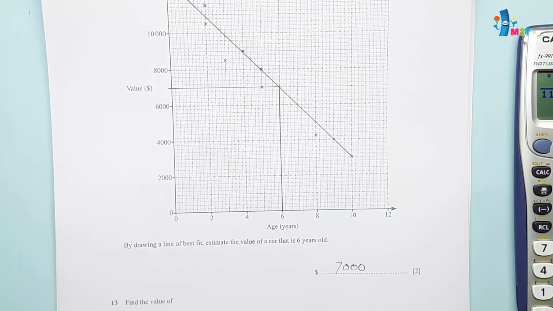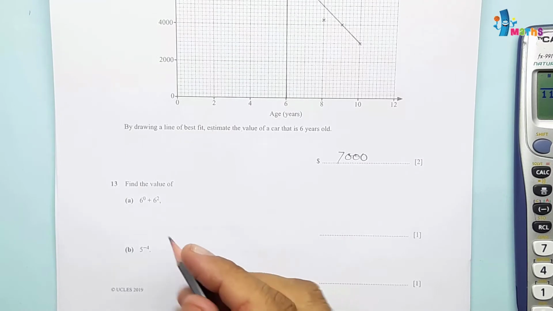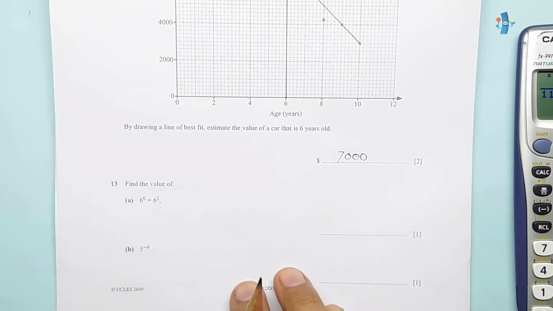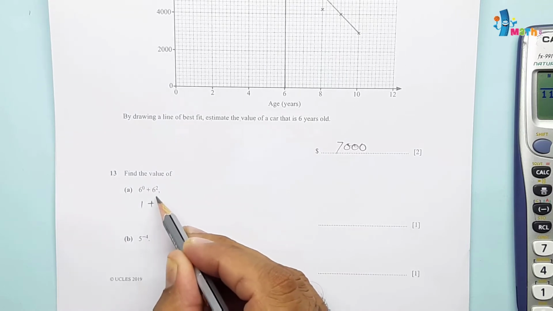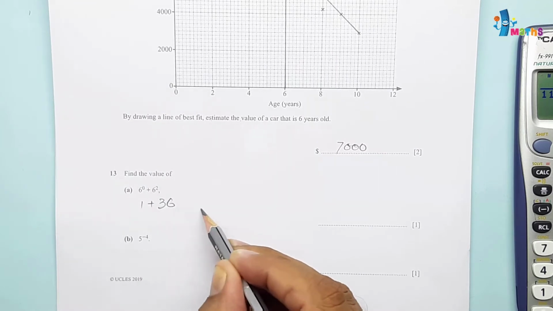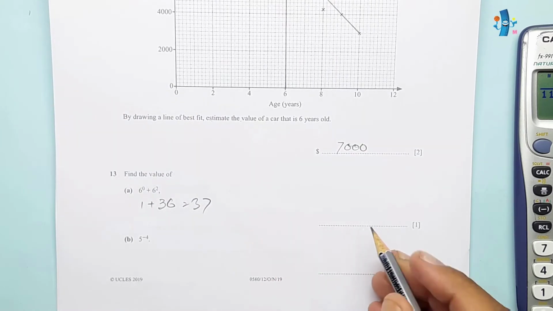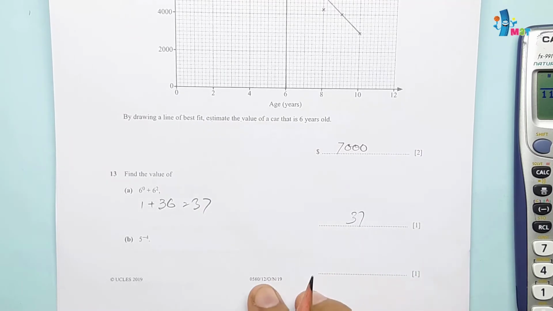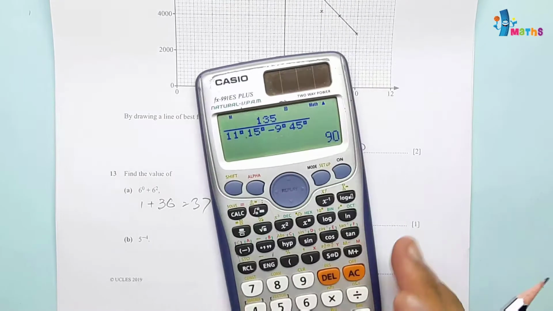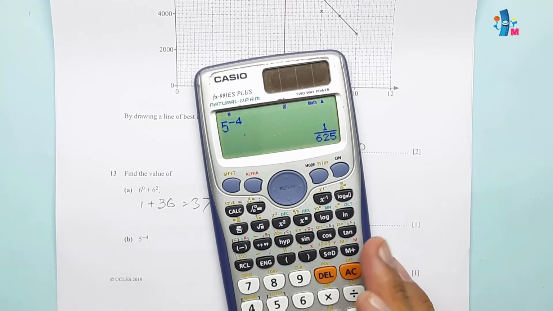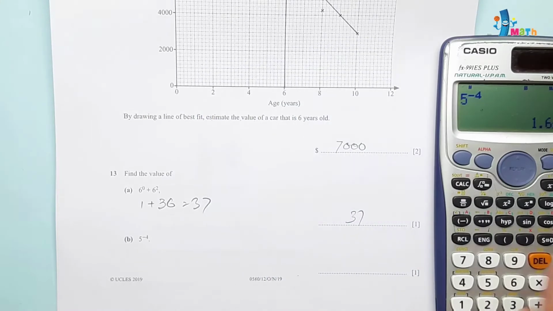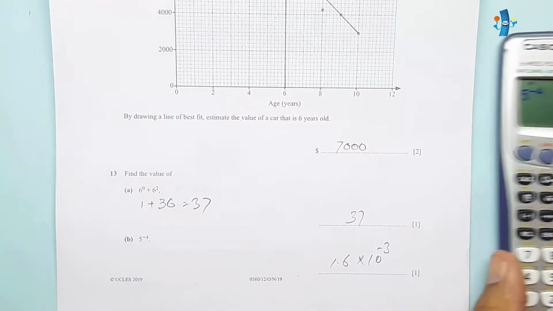Question number 13, find the value of this expression. This is given: 6 raised to the power 0 means 1 and 6 raised to the power 2 means 36. So this will be equal to 37. Our answer will be 37. Then 5 raised to the power minus 4, we can use a calculator. 5 raised to the power minus 4 is equal to 1.6 times 10 raised to the power minus 3.